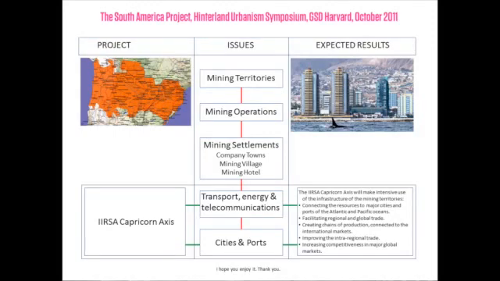The expected results. The IIRSA Capricorn axis will make intensive use of the infrastructure of the mining territories, connecting the resources to major cities and ports of the Atlantic and Pacific Oceans, facilitating regional and global trade, creating chains of production connected to the international markets, improving the intra-regional trade, and increasing competitiveness in major global markets.